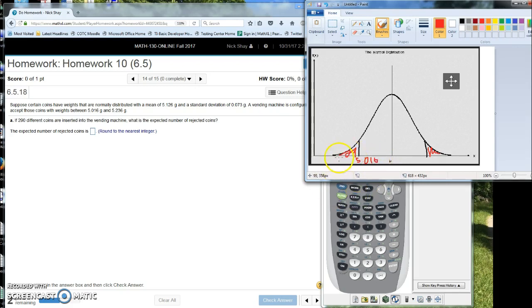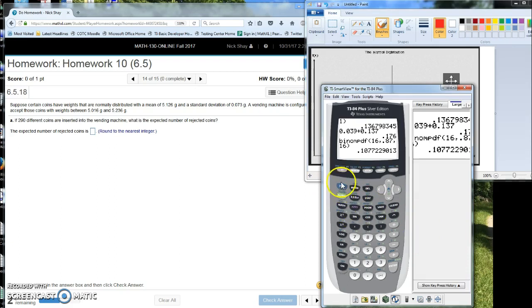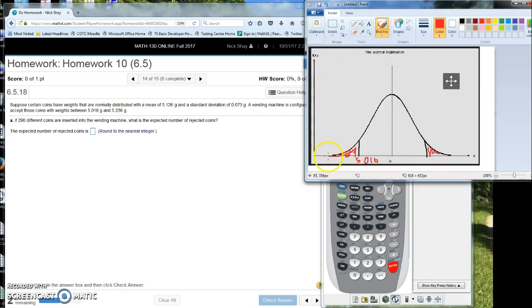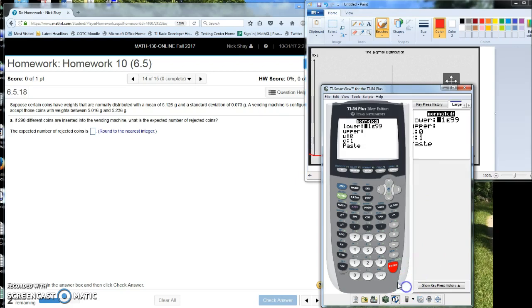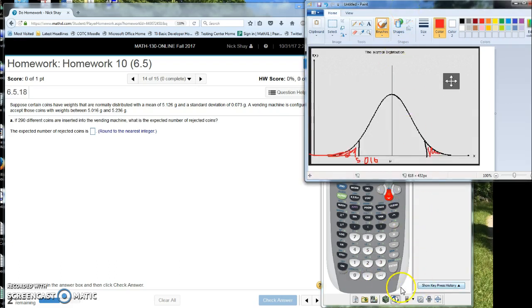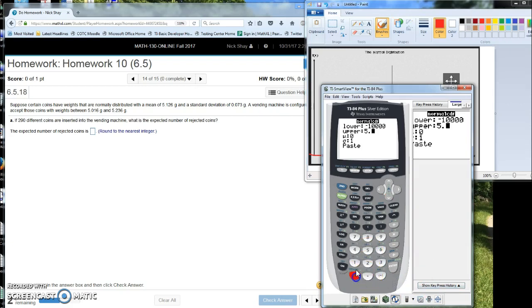All right, and then so we're going to do normal CDF, right? So we're going to hit second, vars, go down to normal CDF. Our lower value for this first one, since we've shaded out that way forever, it's going to be negative 10,000 or negative 1,000. I'm going to use 10,000 here. My upper value is 5.016. And then what's our mean and standard deviation? Those are going to come from our original problem. Our mean is 5.126.